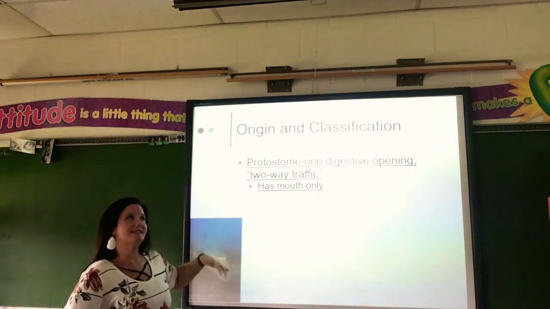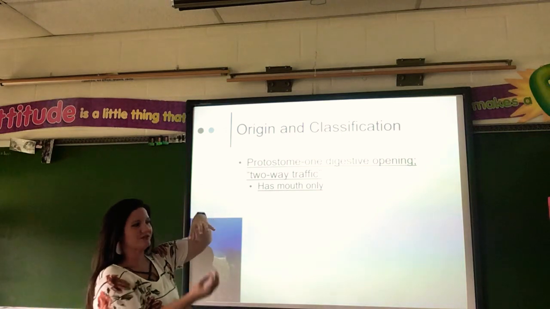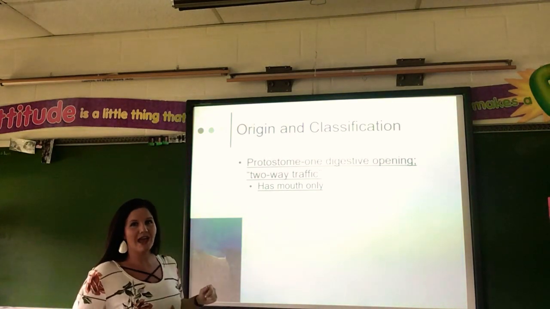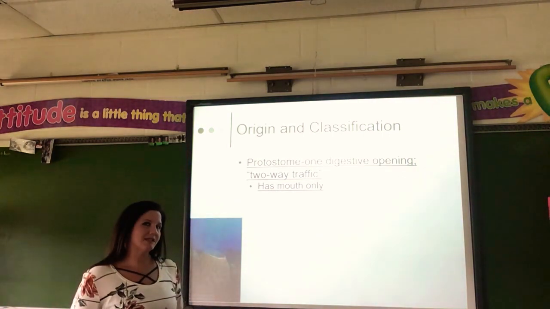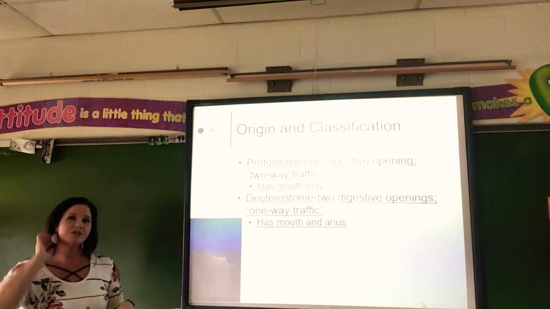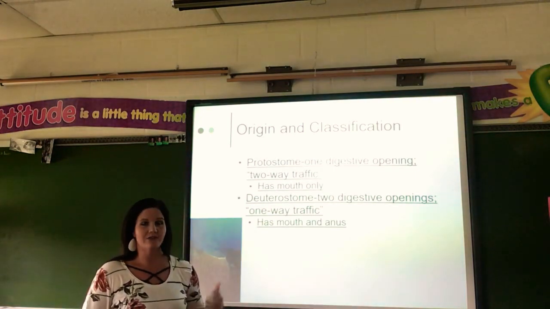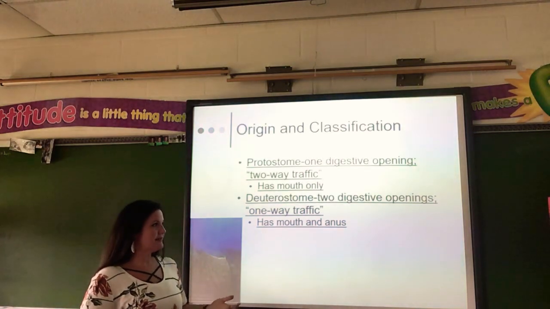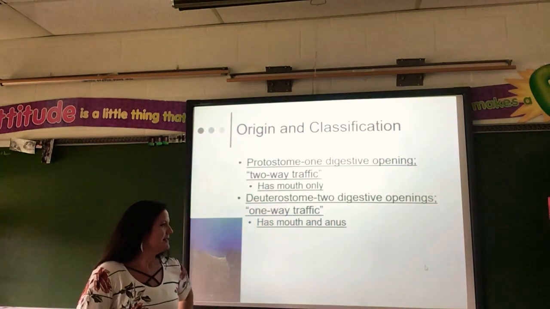That's the same as a jellyfish, where it takes its food into its bell, digests it in the gastrovascular cavity, and then releases the waste products. That's different than you. You are what we call a deuterostome. Deuterostomes have two openings. They have both a mouth and an anus. Very similar to a worm.